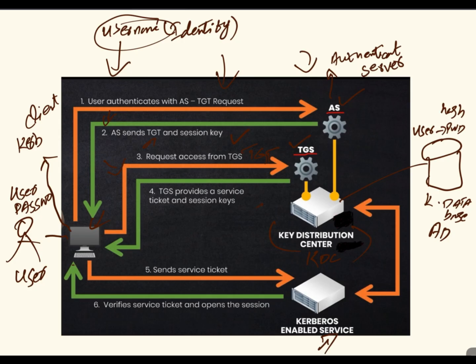So here in the fourth step, TGS provides a service ticket and a session key, another new session key. If the TGT ticket is decrypted and is a valid ticket, then the TGS will issue the service ticket encrypted with the service key. So, a new session key, right?